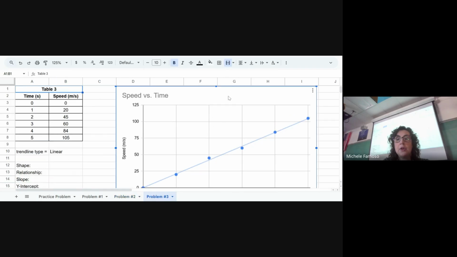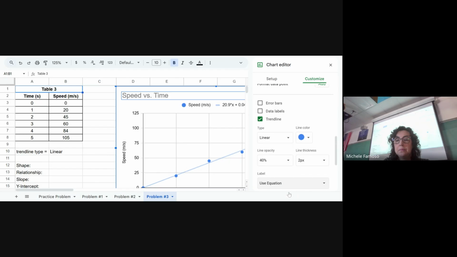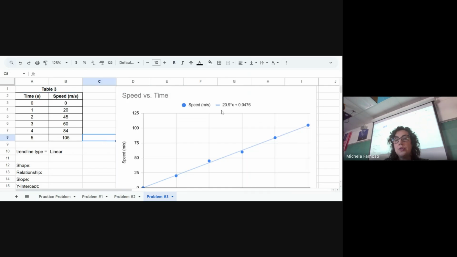All right. Double click on the graph. Add the equation. You remember where it is? We should all get the same equation shown to us. Okay. Shape. Good. Diagonal line. Relationship. This one is direct. Okay. Slope. Who wants to do that one for me? It's not NA because it is a line. What is the slope of this graph according to Google Sheets? Shane?